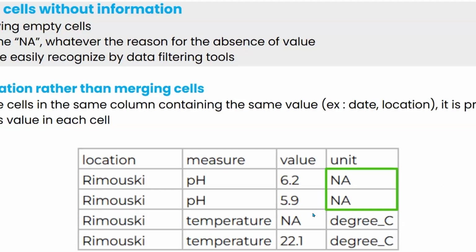But in French, it would actually be non disponible, so ND. But in that case, we would still write just NA, even if you're French, just use NA, because again, it's more easily recognized by data filtering tools. So avoid using zeros or null or NaN. Just use NA for every empty cell.